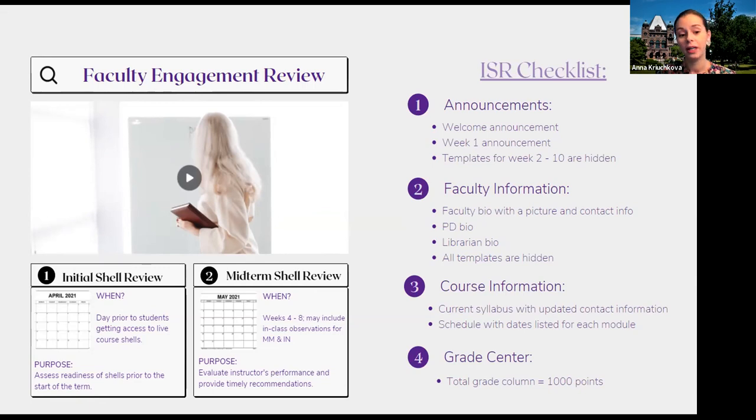So they're aware when the initial shell review is happening, and also on the Monday prior, we are informing instructors that the review will be happening and what components we will be paying attention to upon doing the review. So they know exactly what we will be looking at. We're pretty transparent in that regard, and they just need to make sure that all of these components are prepared. We are also providing information on the dates that each course runs.